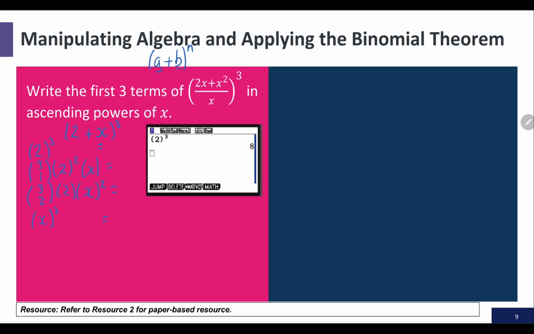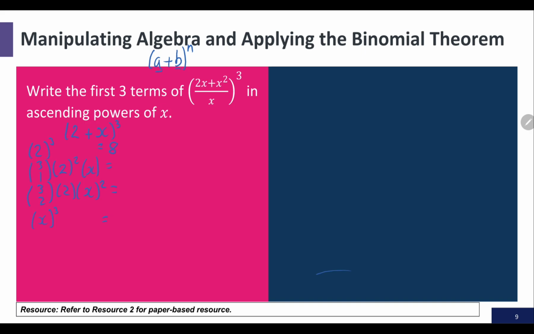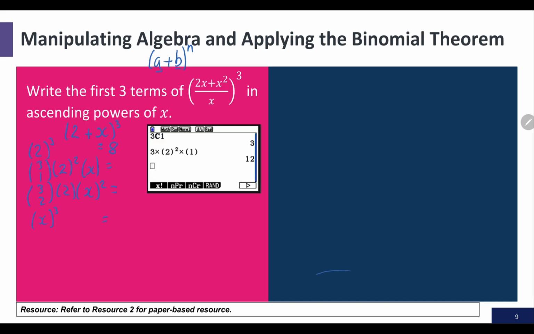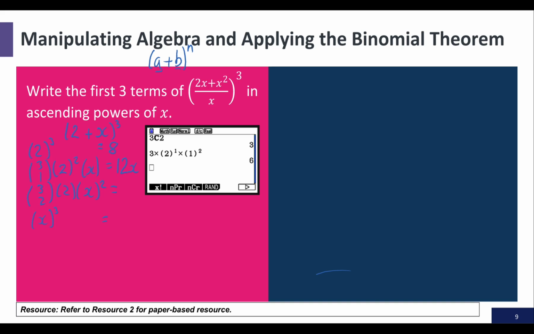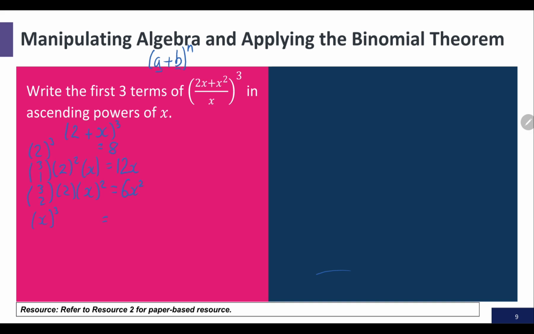So here we go. 2 cubed is 8. Next term, should be well rehearsed at this by now, is going to be 3 choose 1, multiplied by 2 squared, multiplied by 1 lot of x, which is 12x. The next term, here we go: 3 choose 2, multiplied by 2, multiplied by 1 squared, because there's an imaginary 1 in front of that x, which comes out as 6, so that's 6x squared. Final term then, x cubed is just x cubed.